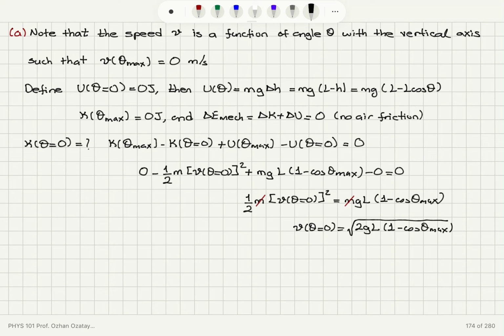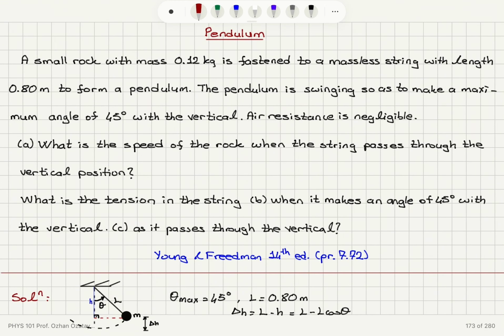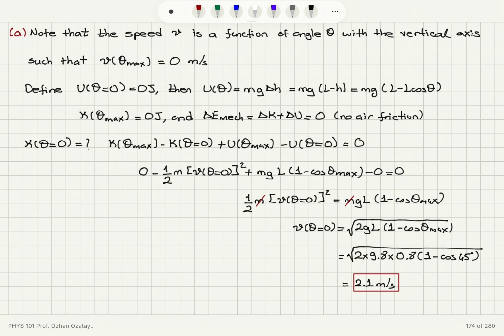So when we plug in the numbers here, this will be the square root of 2 times 9.8 meters per second squared, times the length 0.8, times 1 minus cosine 45 degrees, and the answer is 2.1 meters per second. So the question was, what is the speed of the rock when the string passes through the vertical position? That is, theta is equal to 0, so I find the speed to be 2.1 meters per second.